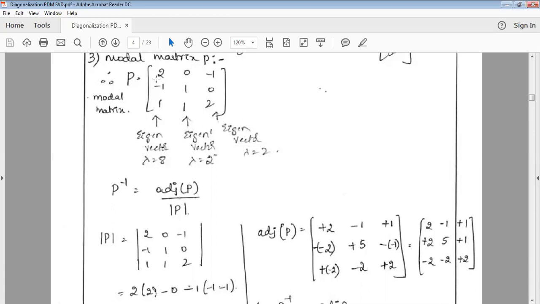So we'll remove that. I will ignore the first column and the first row. Therefore, for this position C11 cofactor, I'll be left with 1, 0, 1, 2, right? And that will just give me a value of 2, right? However, you have to be careful.